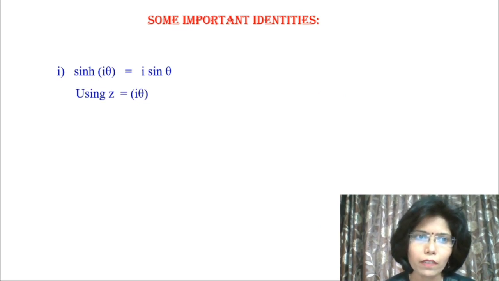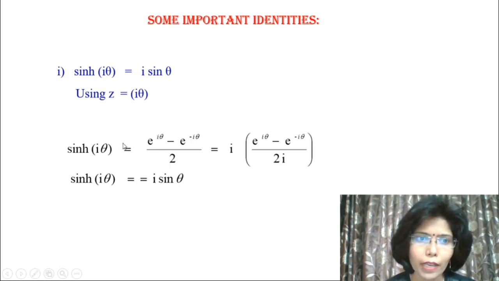In the previous lecture, we have seen sine of i theta is equal to i into sine of theta. Using z is equal to i theta, we can write sine of i theta as e raised to i theta minus e raised to minus i theta upon 2. If we multiply and divide by i in this expression, we can write i into e raised to i theta minus e raised to minus i theta upon 2i. This is nothing but sine of theta. So this is nothing but i times sine of theta. So it proves that sine of i theta is equal to i times sine theta.